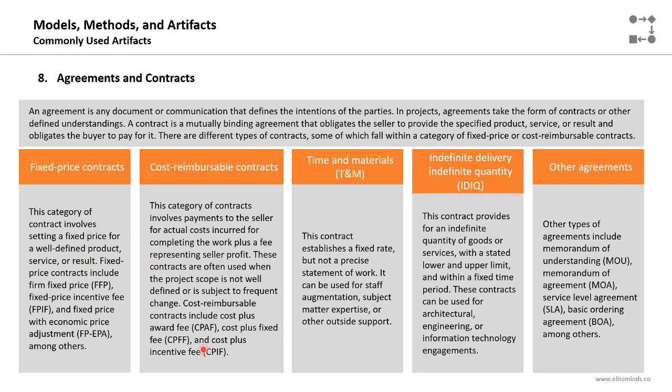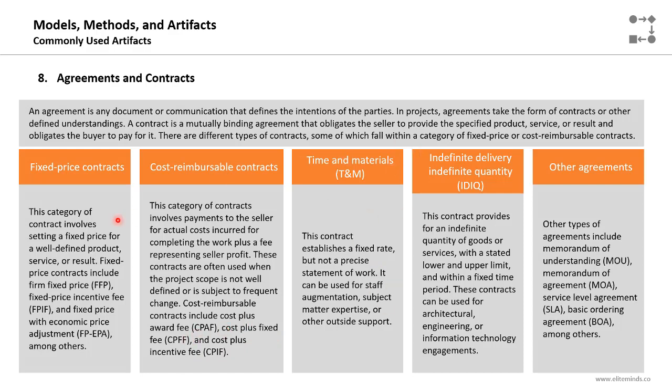So if your scope is very clear and you are not expecting a lot of changes, use the fixed price contract. If your scope is not clear and you are expecting multiple changes, you will use the cost reimbursable contract. Cost reimbursable contracts include cost plus award fee, cost plus fixed fee, and cost plus incentive fee.